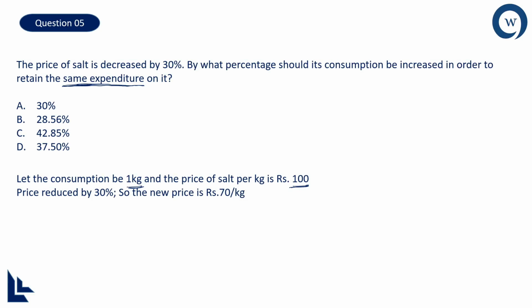How will you do this? Simple. For 100 rupees, initially you are getting 1 kg, right? But now you are getting 1 kg for 70 rupees itself. But you are willing to spend all 100 rupees. That means you are buying extra how much salt? The quantity corresponding to 30 rupees, you're buying this extra. You need to know that, because this much extra you're getting, right? This is the extra consumption.